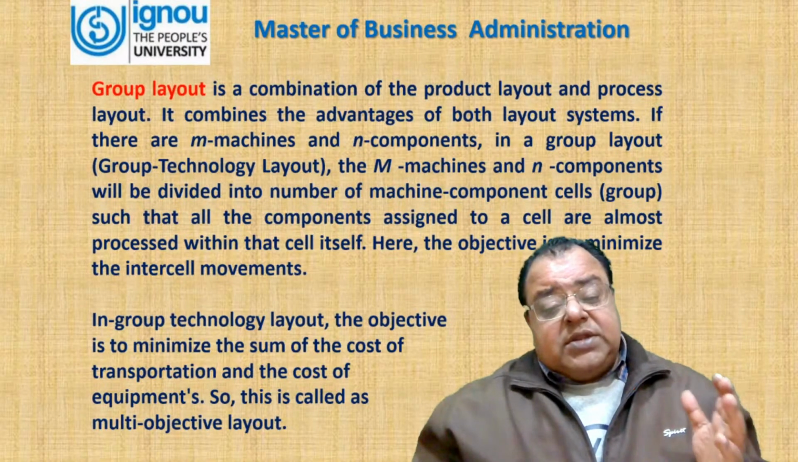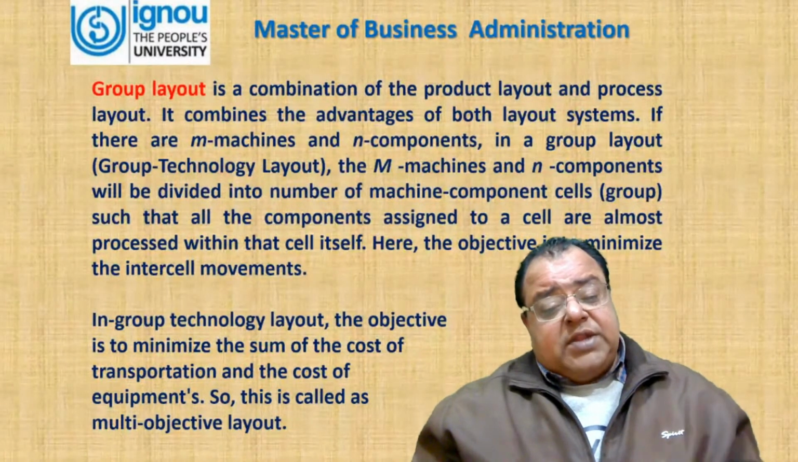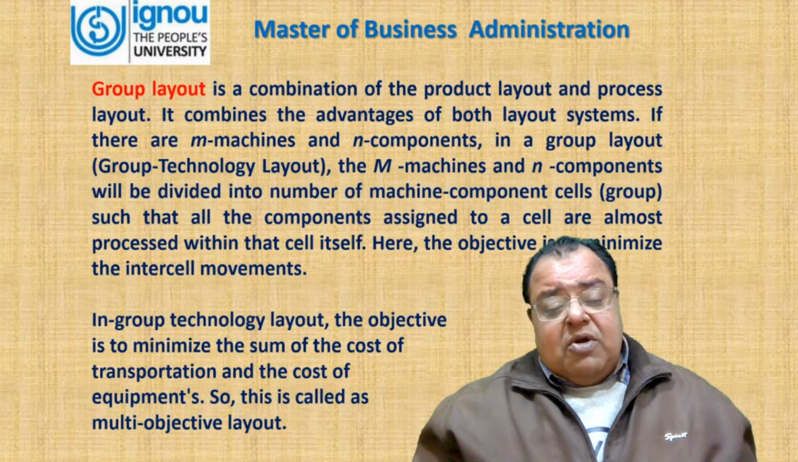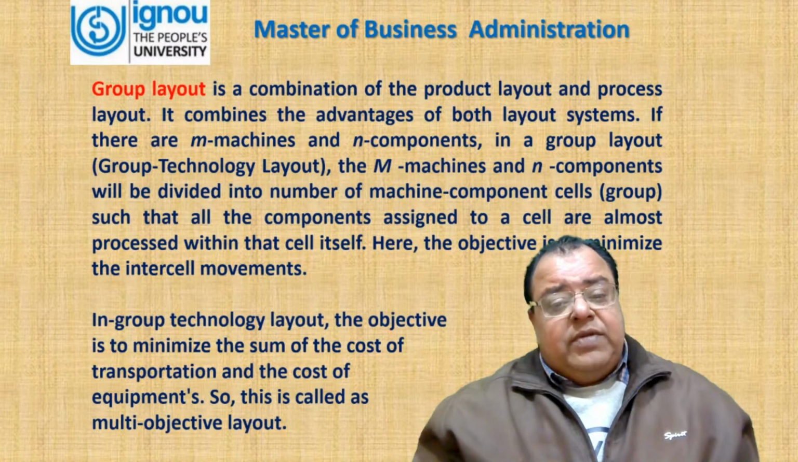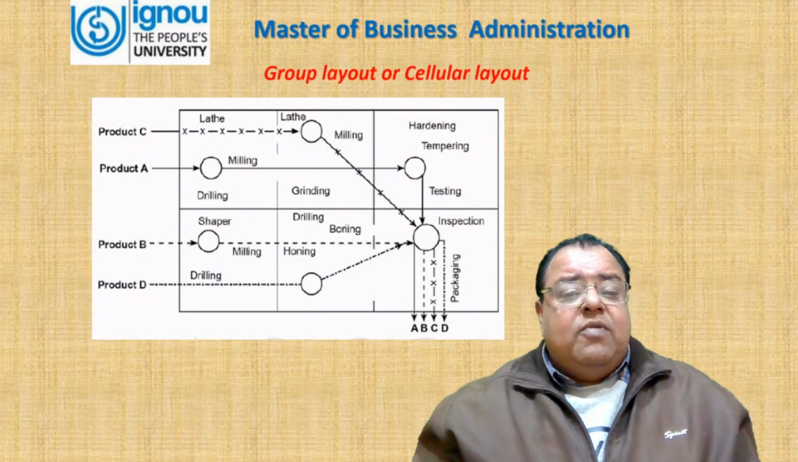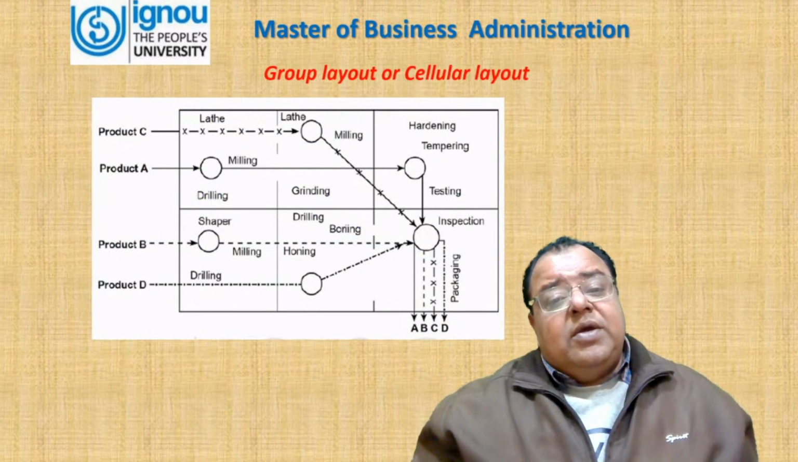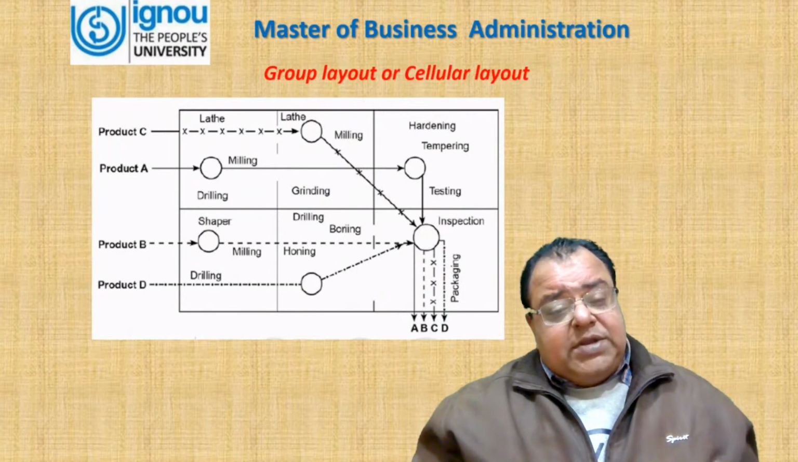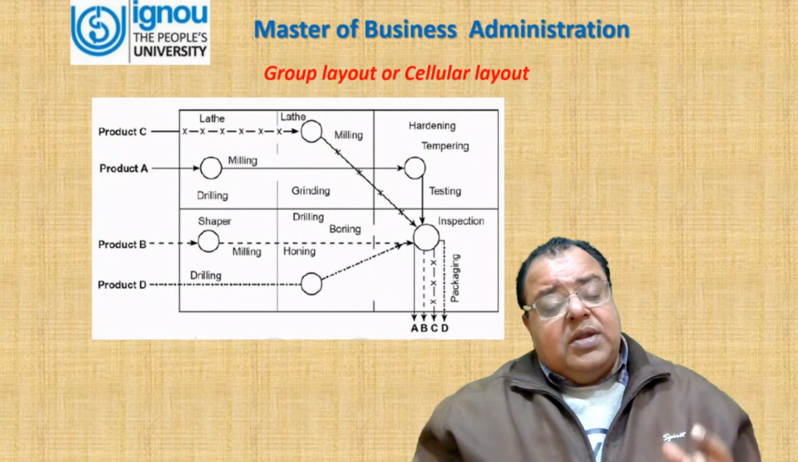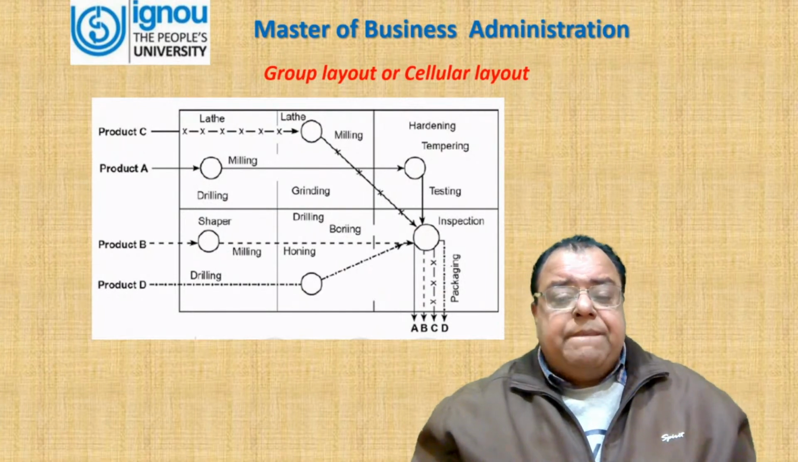minimize the sum of the cost of the transportation and the cost of equipment. So this is called a multi-objective layout. Here we can see what is group layout or cellular layout, how the machines or the process is being performed on a particular job.